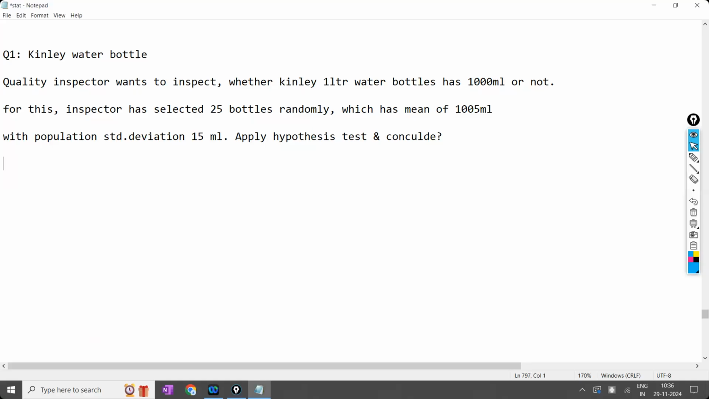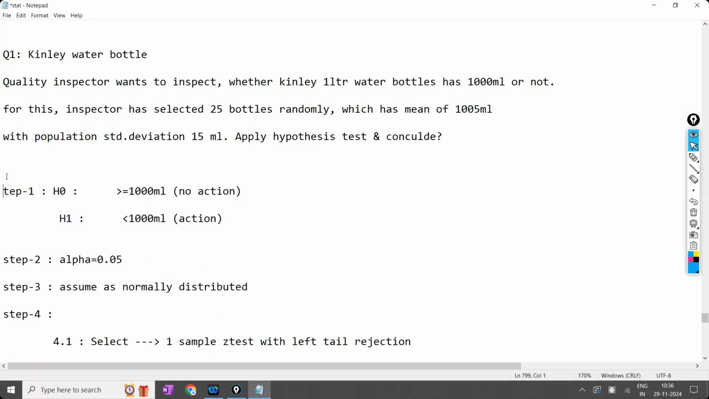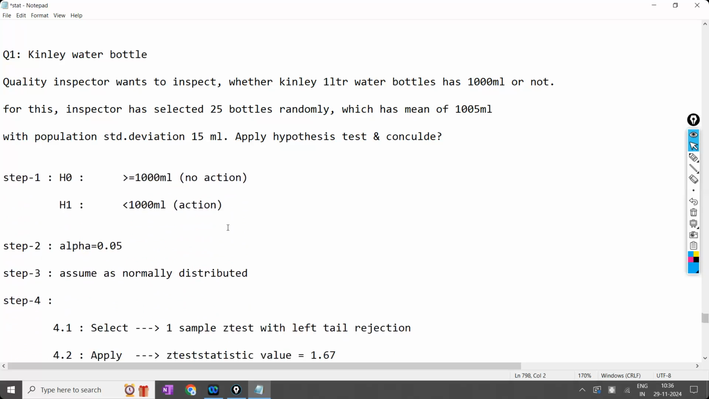Now, what is the answer? What are the steps? Tell me. What is the starting one? Step one, the null and alternate hypothesis. For this, what are the null and alternate hypotheses? When will the quality inspector take action, and when will he not take action? If it is less than 1000 ml, he will take the action. If it is greater than or equal to 1000, he will not take any kind of action. That is your step number one.